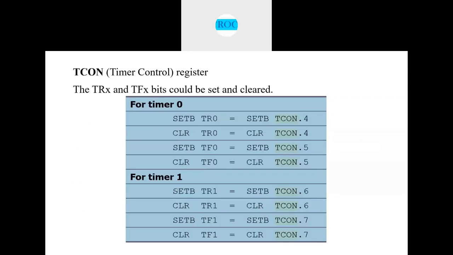And for timer 1, similar to that, we have SETB TR1 and CLR TR1. When I say SETB TR1, understand that you're starting timer 1. When I say CLR TR1, you're stopping timer 1. You can see the instructions on the right side of the equal sign here. All these are bit addressable. You can directly call TCON.4, TCON.5, TCON.6 or TCON.7. This is about the TCON control register.